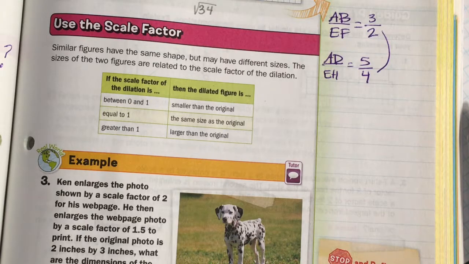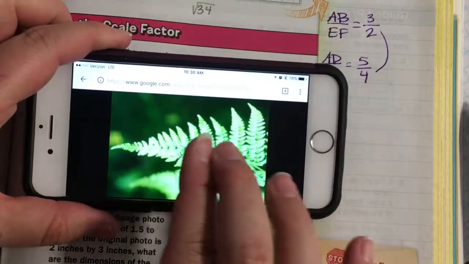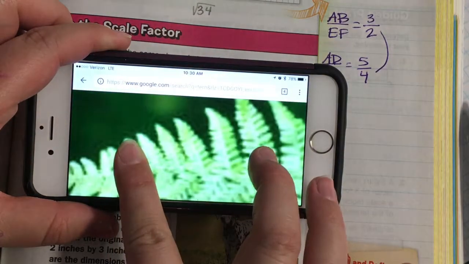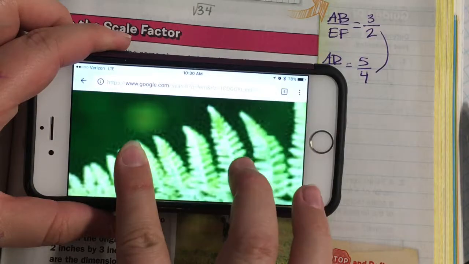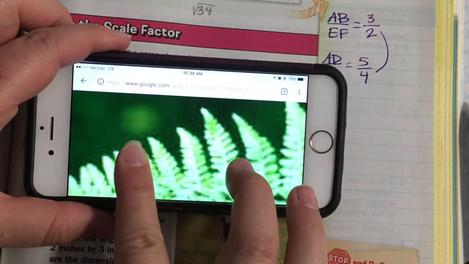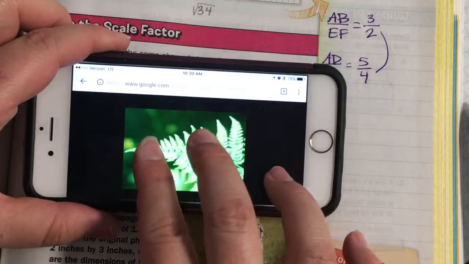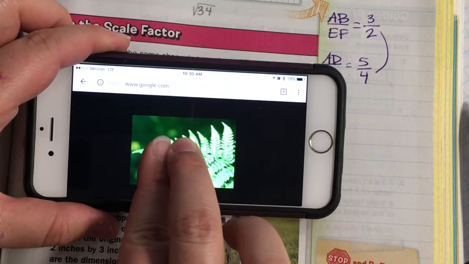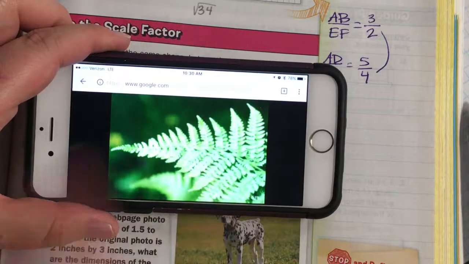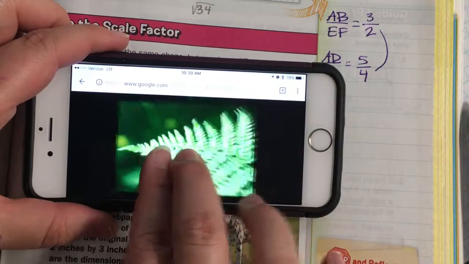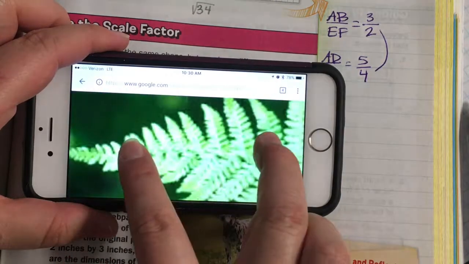So let me show you an example of something that you use in everyday life. So if I were to take the picture of this fern, and I did this to it, see how I'm keeping one finger in the same spot? So zooming in, that would be like the scale factor is bigger than 1. And if I made it smaller, that would be the scale factor smaller than 1 and greater than 0. Or if I just tapped on it and didn't do anything to it, that would be the scale factor is 1.